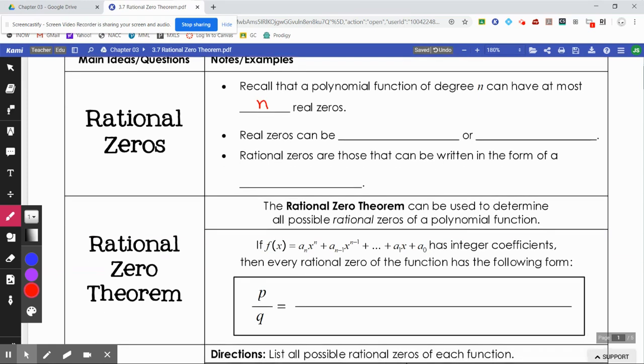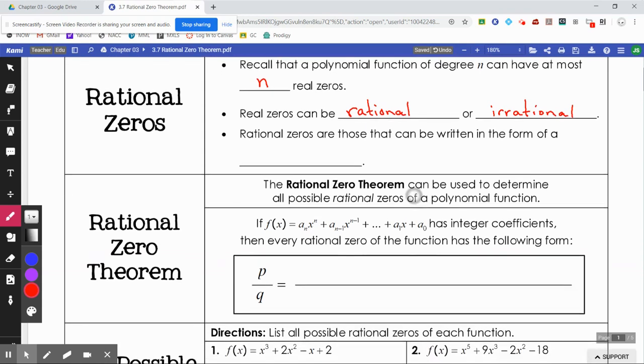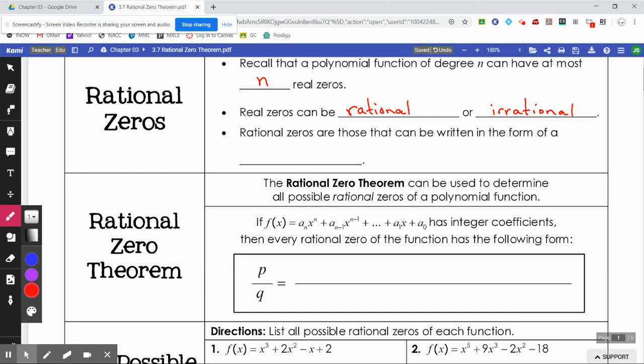Real zeros can be either rational or irrational, because real numbers, if you remember the group of real numbers, are either rational or they're one or the other. Rational zeros are those that can be written in the form of a fraction or ratio, which is again why we call them rational.